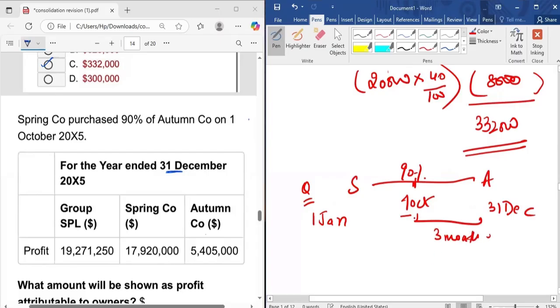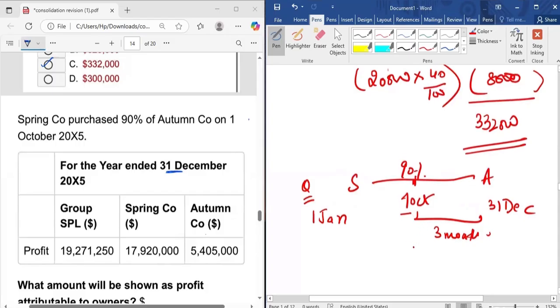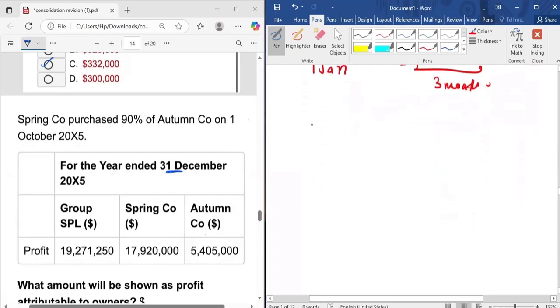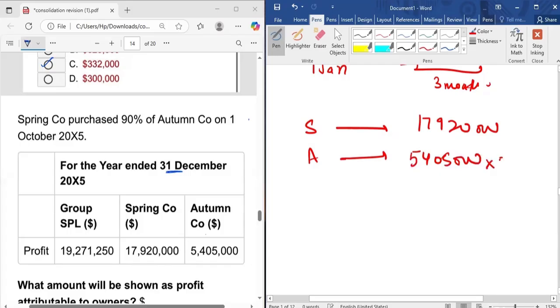Okay. So when we are taking profit attributable to owners, we will take Spring company's entire profit, which is 1,792,000. And Autumn company's 5,405,000. We will only take 3 months of profits, and we will multiply it by 90% because Spring company owns 90% of Autumn company. So this was a very easy question. You can just simply calculate it. Only the calculation part is left, nothing else.